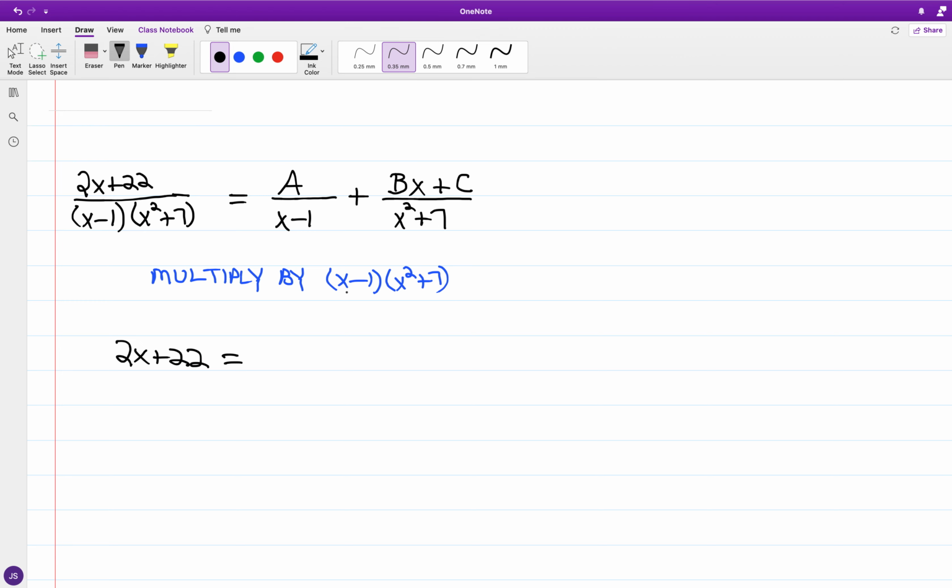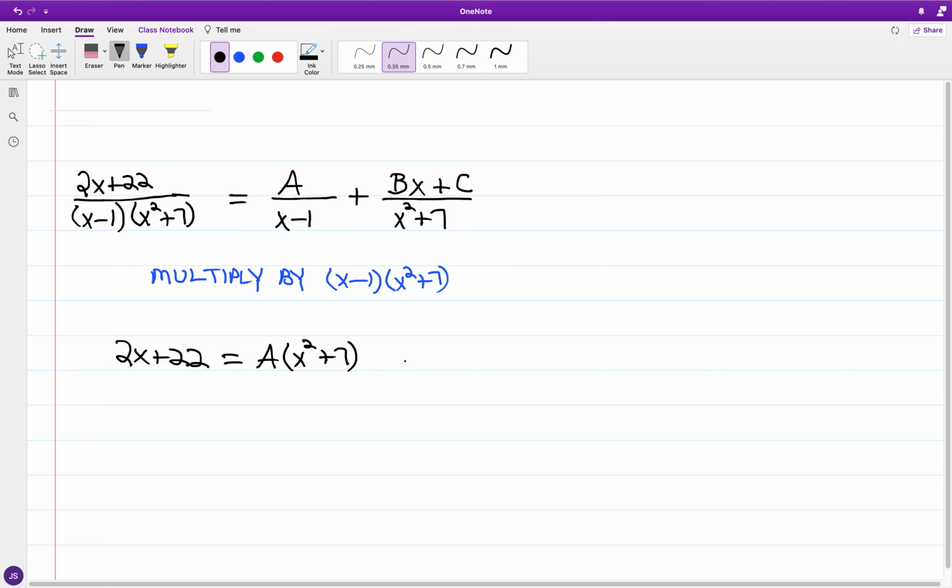As for a, x minus 1 will cancel, and we're going to have this multiplied over the quantity of x squared plus 7. As for bx, now bx was over x squared plus 7, but it's going to be multiplied by the quantity of x minus 1. And guess what? The same thing is going to happen for c. X squared plus 7 cancels. And like b times x, c is going to be distributed over x minus 1.